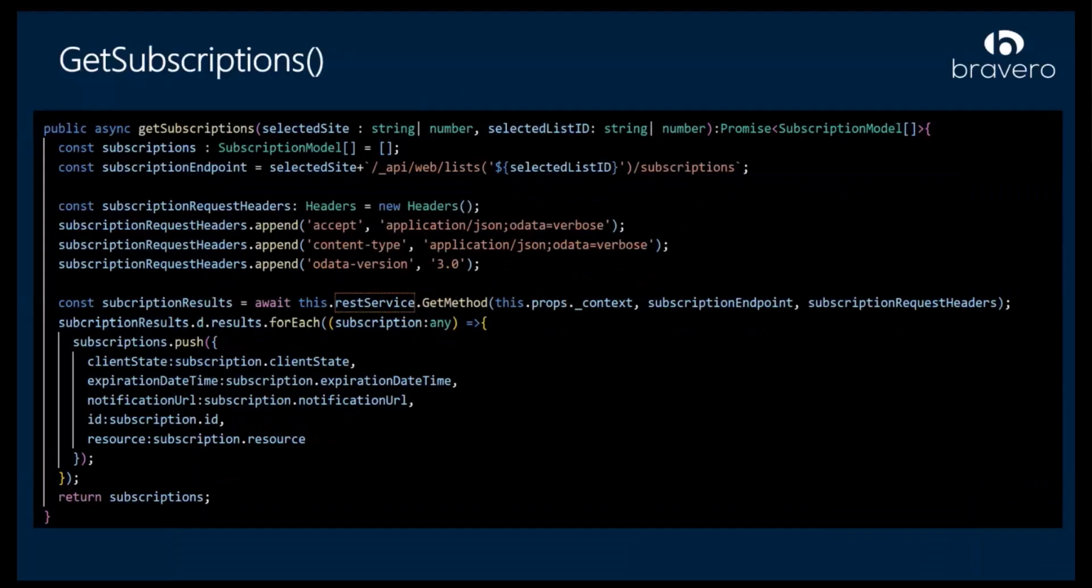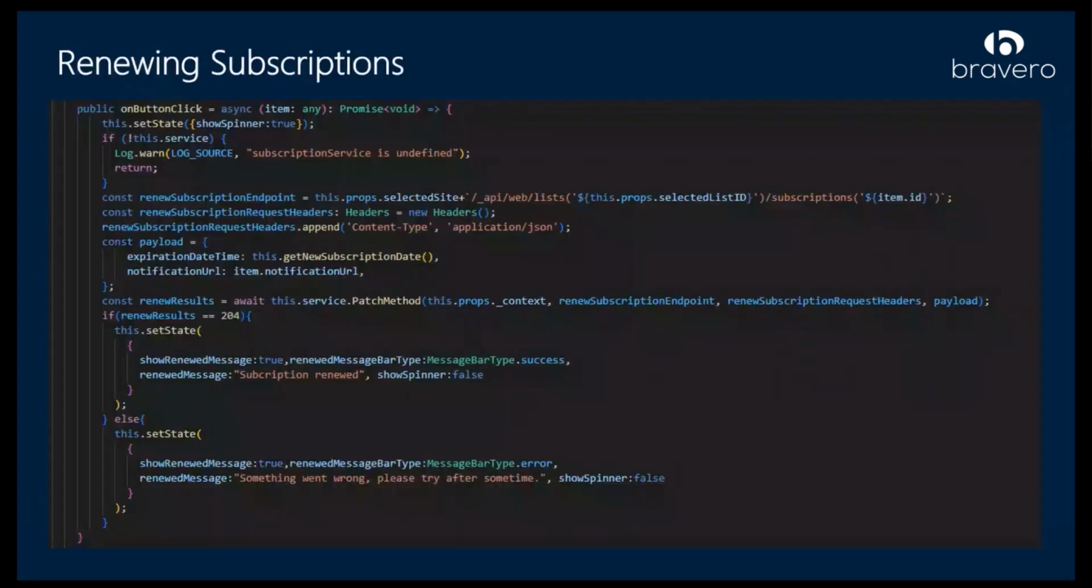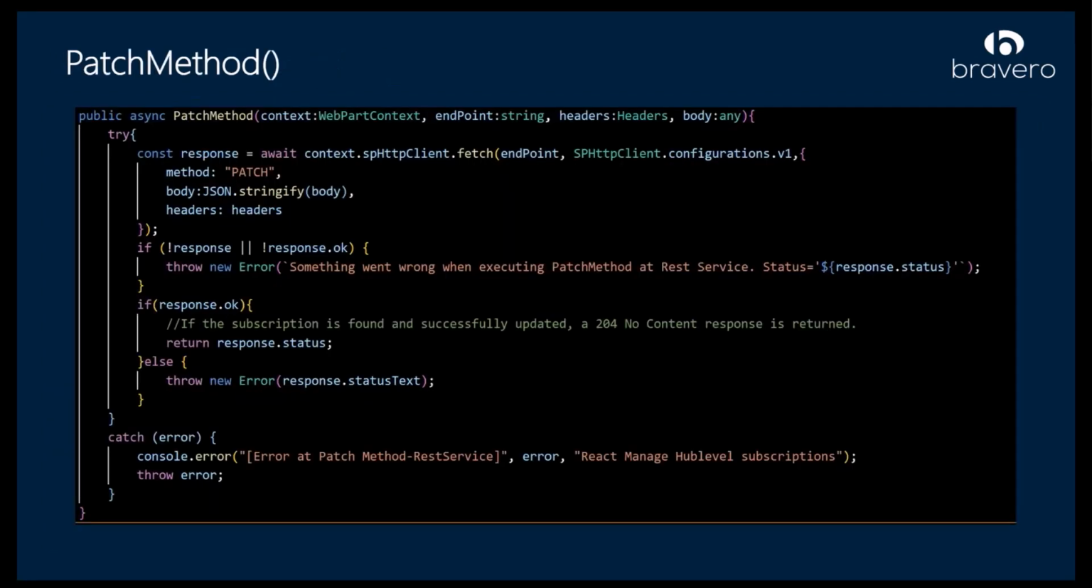So this is a small code sample which I would like to show. The get subscriptions method uses GET and fetches the available subscriptions. And for renewing the subscriptions, I used the PATCH method and sent a payload. The payload contains the expiration date time and the notification URL as shown here. This is the PATCH method. It is a simple HTTP call as shown, and it is used to renew the subscription.